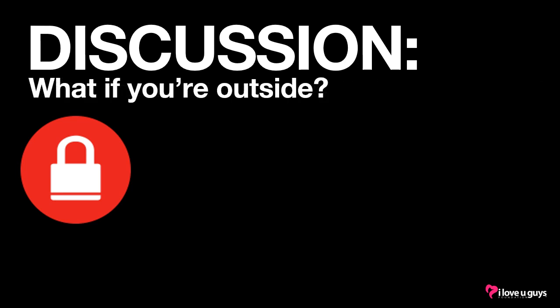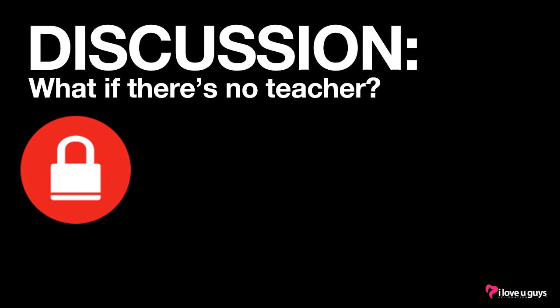What if you're outside? If you're outside and a lockdown is called, do not go back into the building. Rather, go to a safe location. What if there is no teacher? Get behind a locked door if possible. If not, close the door and hide. You may try to evacuate if the threat is not in your immediate vicinity.